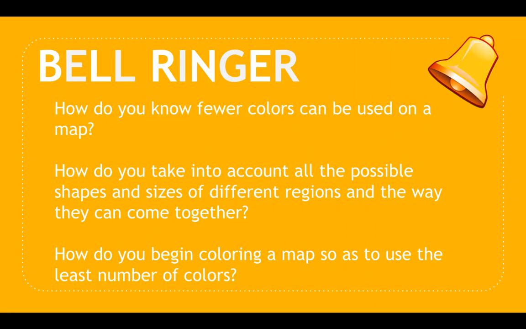Well, hello again. Our bell ringer today is this question, or a few questions. How do you know fewer colors can be used on a map? Remember, we were talking about the different regions on a map that are adjacent or share a border with one another, how they have to have a different color.